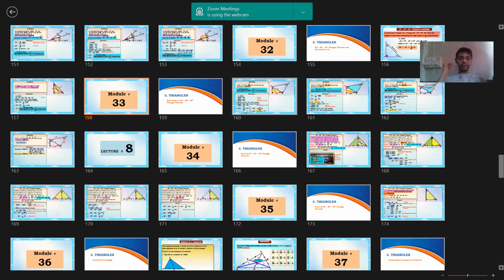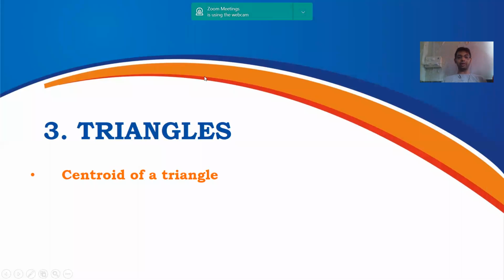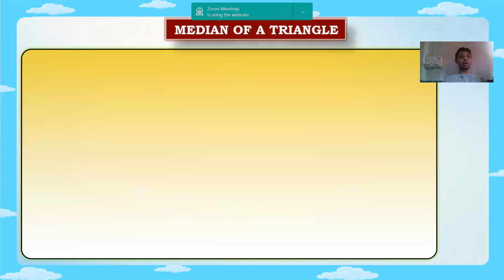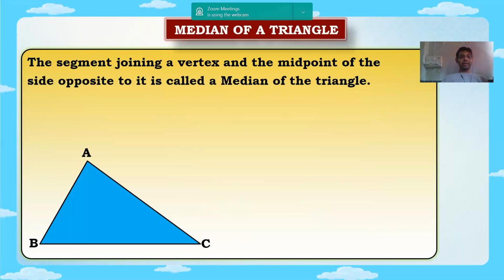Let's learn one more new concept. It is a very easy concept, let's see the concept. Centroid of a triangle. To understand this centroid, first we need to understand the median. So I think there is a statement, look at the statement. They are saying that the segment joining a vertex and the midpoint of the side opposite to it is called the median of a triangle. Okay, let's understand again.